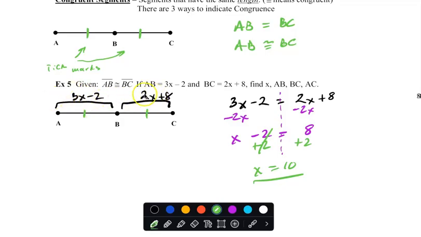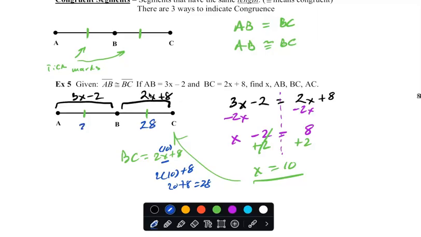Well, I'm going to substitute in for BC because that looks like the easier one. So BC is equal to 2x plus 8, but now we know x is 10. So we're going to substitute it in. We get 2 times 10 plus 8, which is 20 plus 8, or 28. So this is 28. Since they're congruent, this is also 28. That makes AC 28 plus 28, also known as 56. And that's the lesson.